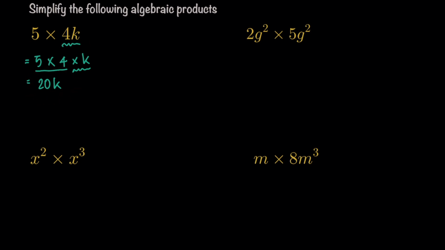Next example, 2g squared times 5g squared.